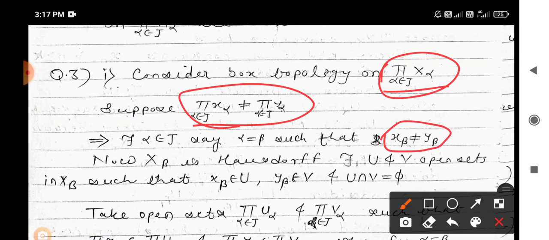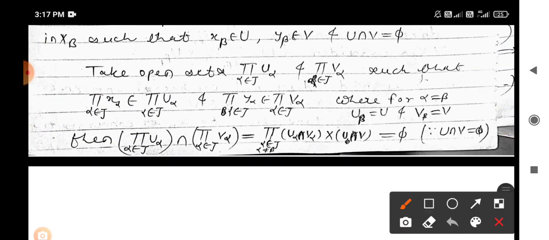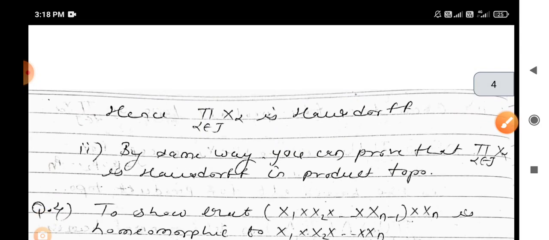So if X beta is Hausdorff, then there exist U and V open sets in X beta such that the element X beta belongs to U, element Y beta belongs to V, and U intersection V is the empty set. Now taking the collection of open sets, say product of U alpha and product of V alpha, these two are elements of that product topology. Whenever alpha equals beta, we have U beta equals U and V beta equals V. Then the intersection is empty, and this satisfies the collection of open sets having disjoint neighborhoods.